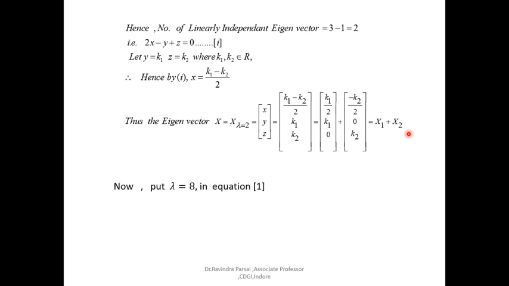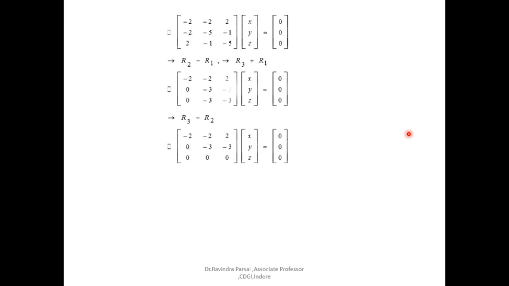Now you will find the eigenvector corresponding to lambda equal to 8 by putting it in the first matrix. You will get [-2, -2, 2; -2, -5, -1; 2, -1, -5] times [x, y, z] equal to 0. Now by the same process, you make the position elements 0, so this gives r2 minus r1, r3 plus r1. You will get [-2, -2, 2; 0, -3, -3; 0, -3, -3] times [x, y, z] equal to [0, 0, 0].